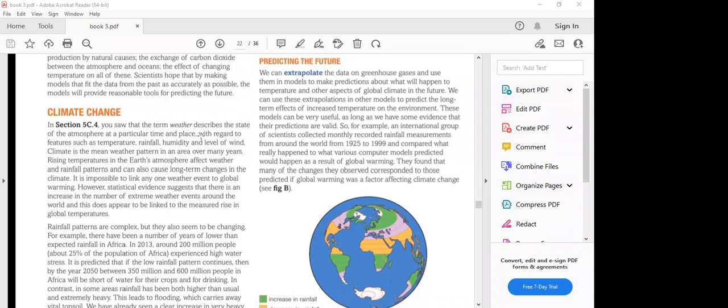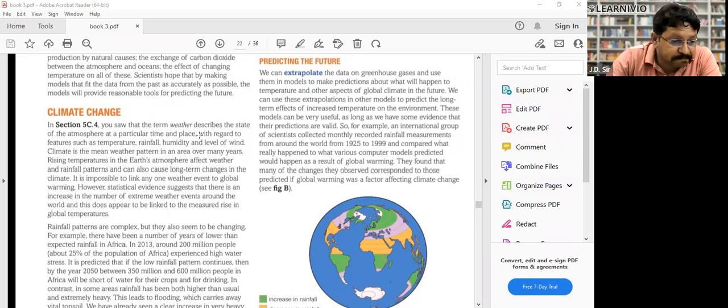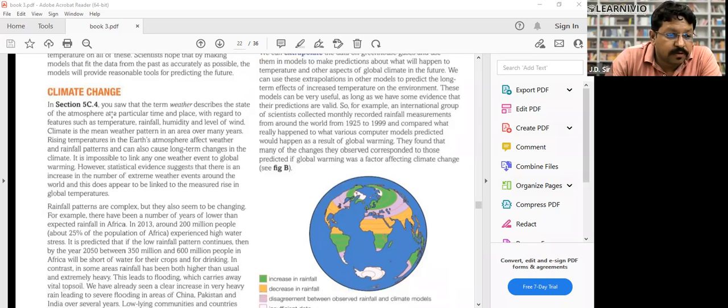Yes. So the first one is climate. So come to climate change. Weather is described as the state of the atmosphere at a particular time and place with regard to features such as temperature, rainfall, humidity, and level of wind. Climate is the mean weather pattern of an area over the years. Rising temperature in the Earth's atmosphere affects the weather and rainfall pattern, and can also cause long-term changes in the climate. So it is having an impact on both weather as well as climate.